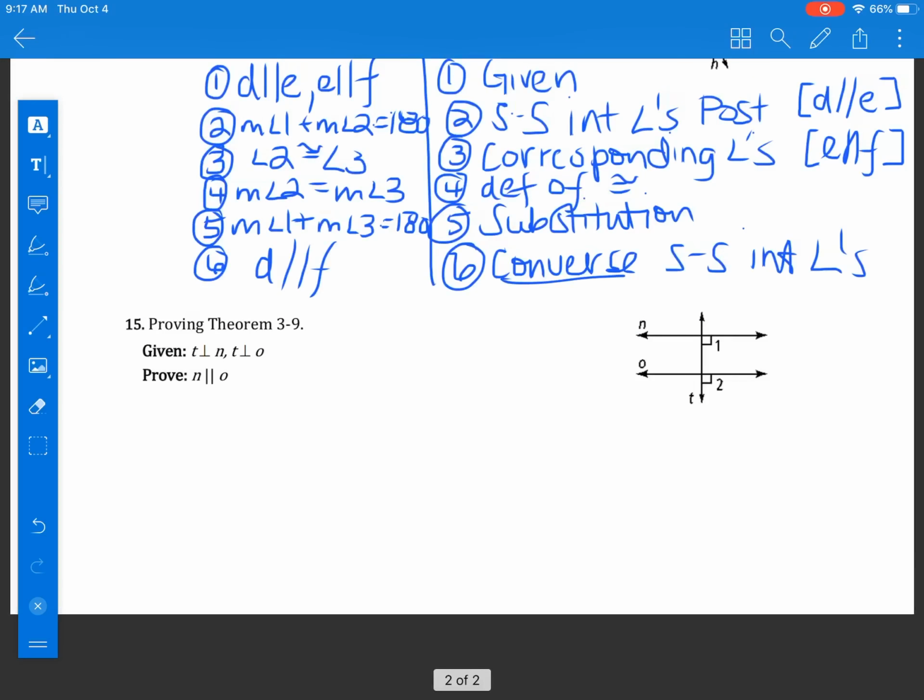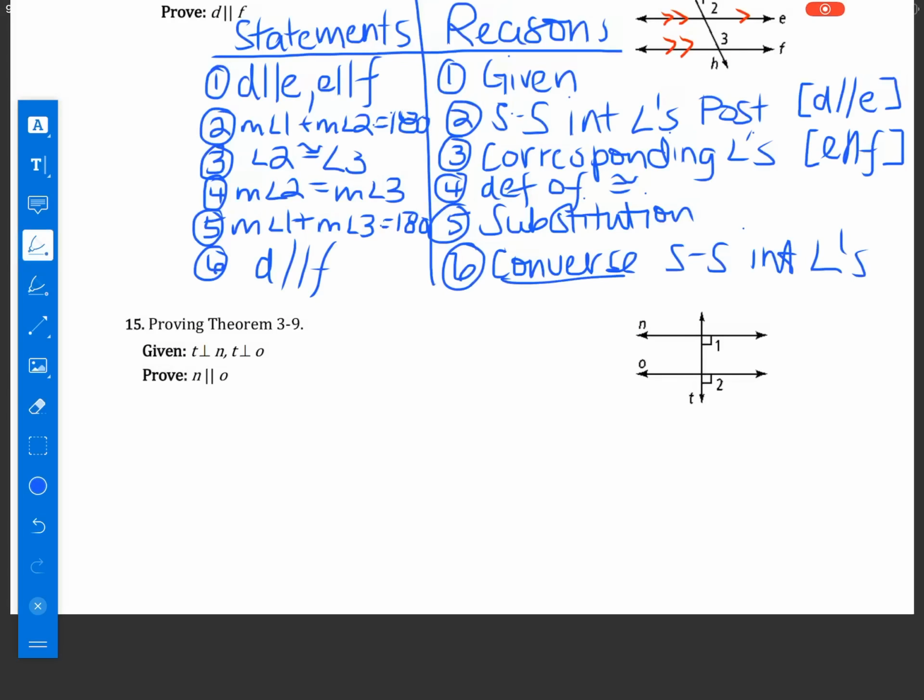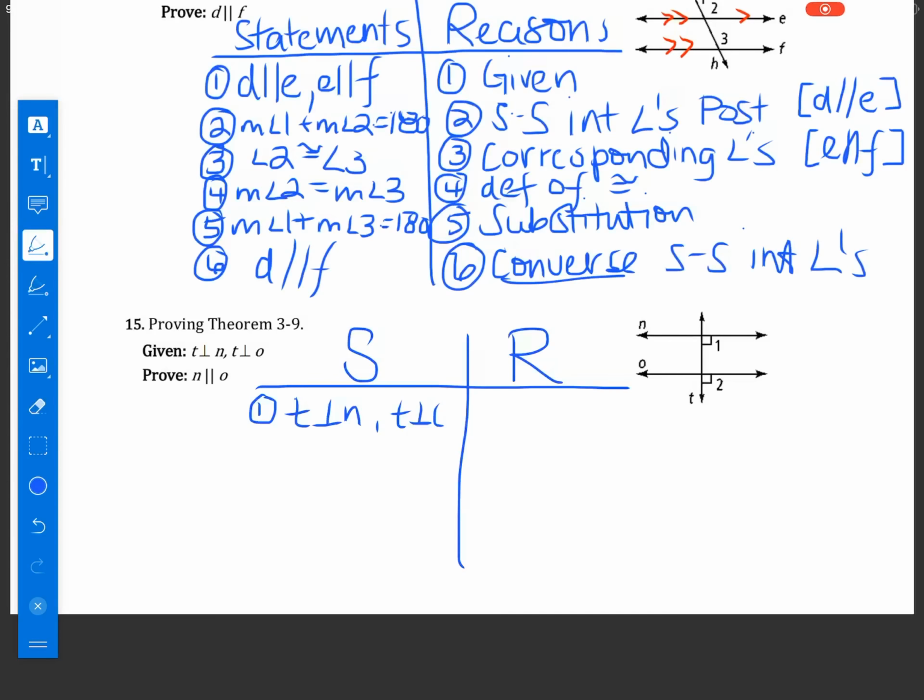Our very last thing to talk about is number 15. We're proving theorem 3-9. In the picture, it has our given statement. We are told that T is perpendicular to N and T is perpendicular to O. So let's create our T table. We're going to have our statements and our reasons. The first thing we can say is that T is perpendicular to N and T is perpendicular to O. This is the given statement. That's why we can say it.